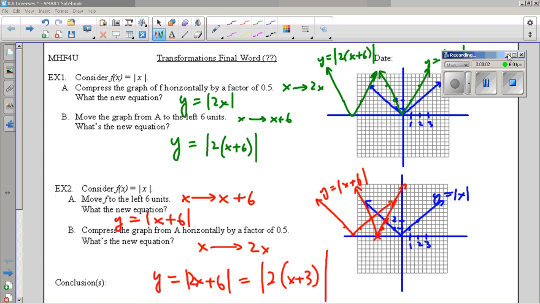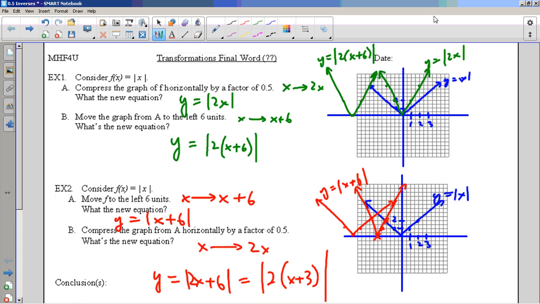And welcome, function folks. This is a lesson on inverses. The first thing we're going to take care of, though, is a bit of business from last night's homework. You were asked to fill out this sheet, which is the final word on transformations.